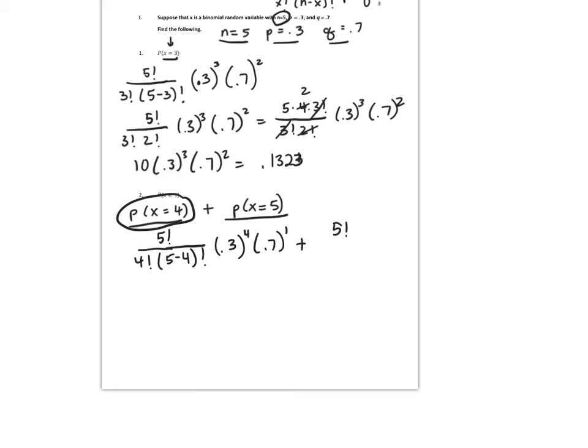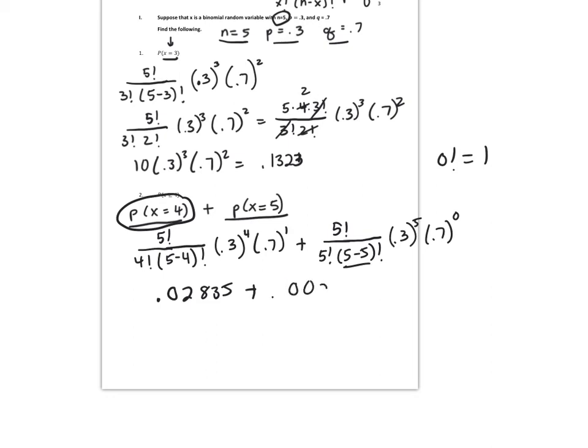Well, that's going to be n factorial over x factorial, which is 5 factorial over 5 factorial, and then 5 minus 5 factorial. And p is 0.3 to the 5th, 0.7 to the 0. This 5 minus 5 factorial is 0 factorial, and 0 factorial is defined to be 1. So I use my calculator, 0.02835 plus 0.00243 equals 0.03078.